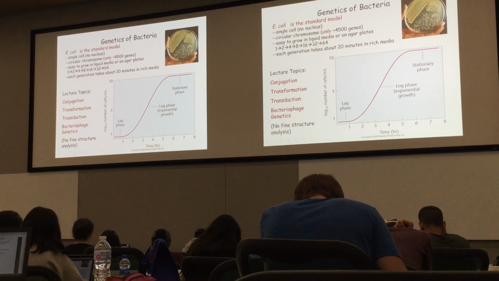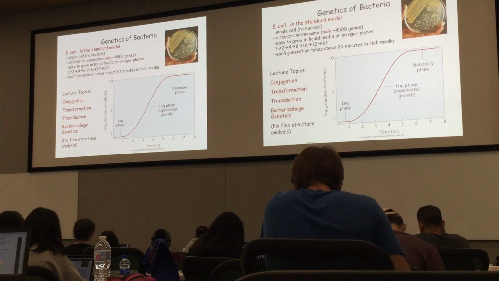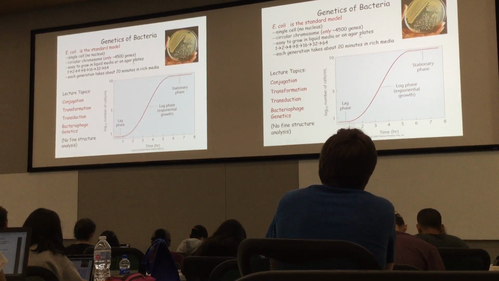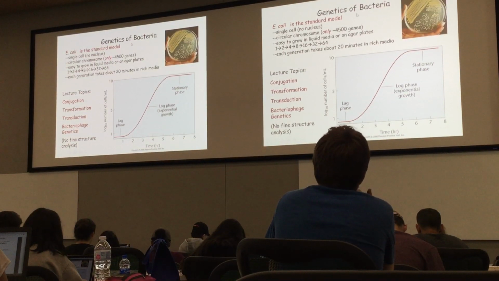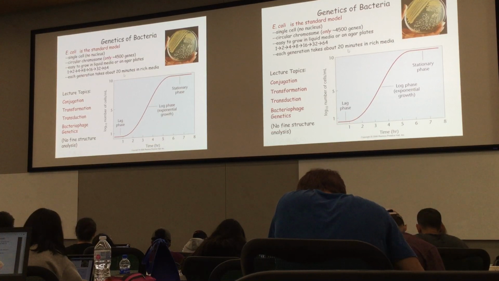It's easy to grow these things in liquid media or agar plates. You can inoculate LB broth at night and come in the morning, and you'll have a cloudy tube in which your bacteria has grown up. And so it goes, 1, 2, 4, 8, 16, some sort of exponential growth pattern. And if you grow E. coli in the best possible conditions, it's roughly 20 minutes per generation.